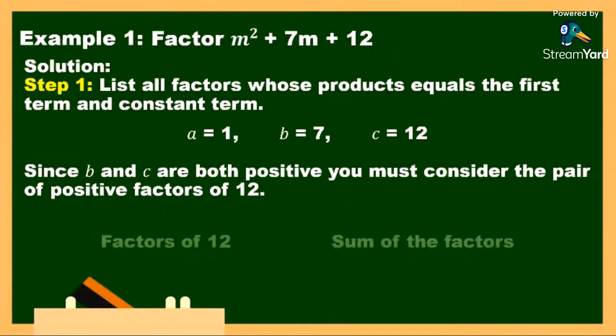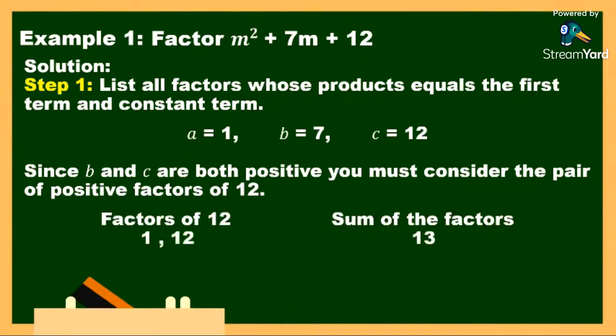Ang factors ni 12 ay, una, 1 times 12. Another is 2 and 6 kasi nga 2 times 6 equals 12. And 3 and 4. 3 times 4 equals 12. Ngayon naman, kukunin natin ang sum ng bawat factors. Ang ating unang factors ay 1 and 12 at ang kanyang sum ay 13. Ang pangalawa nating factors ay 2 and 6. And ang kanyang sum ay 8. Ang pangatlo nating factor ay 3 and 4 at ang kanya namang sum ay 7.